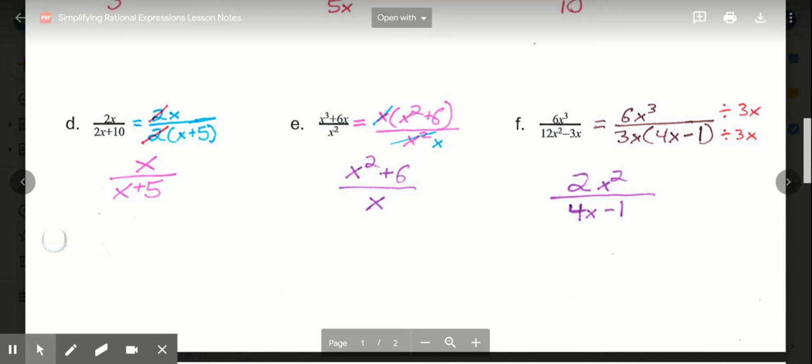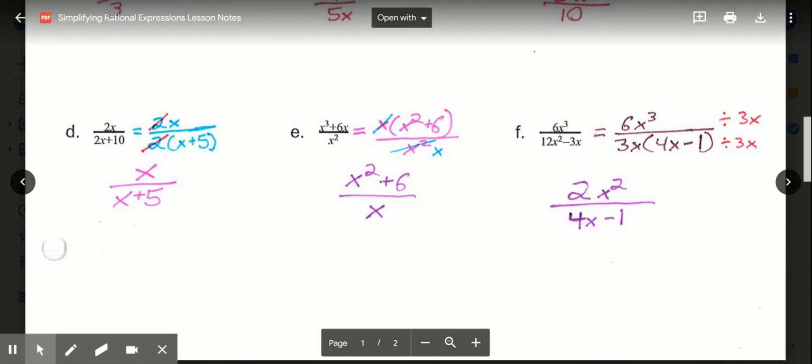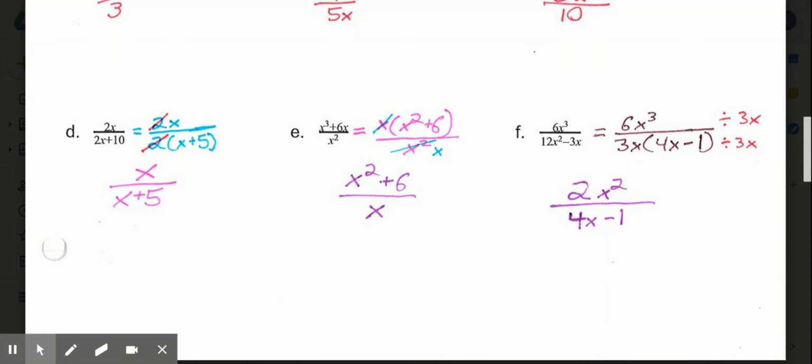In E, I have x to the third plus 6x over x squared. On top, I can factor out an x, so that gives me x times x squared plus 6. Then the x here and the x squared both can be divided by x. That leaves me with x squared plus 6 on top over x on bottom.